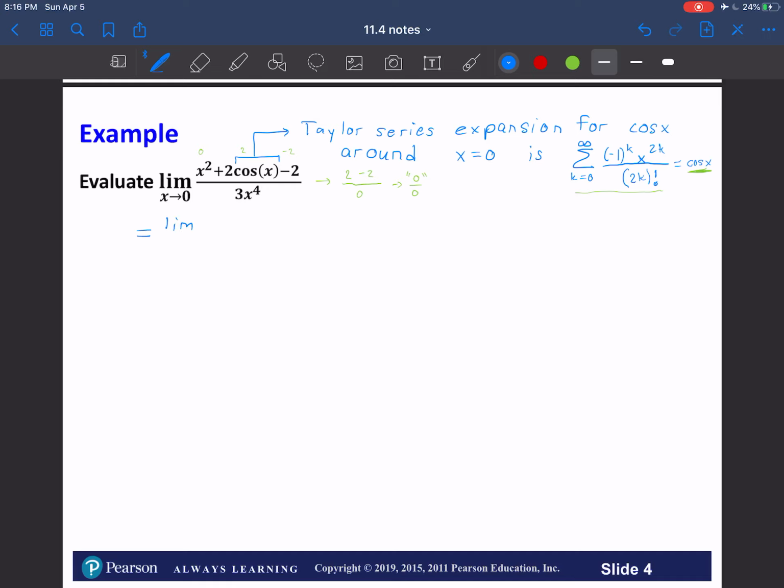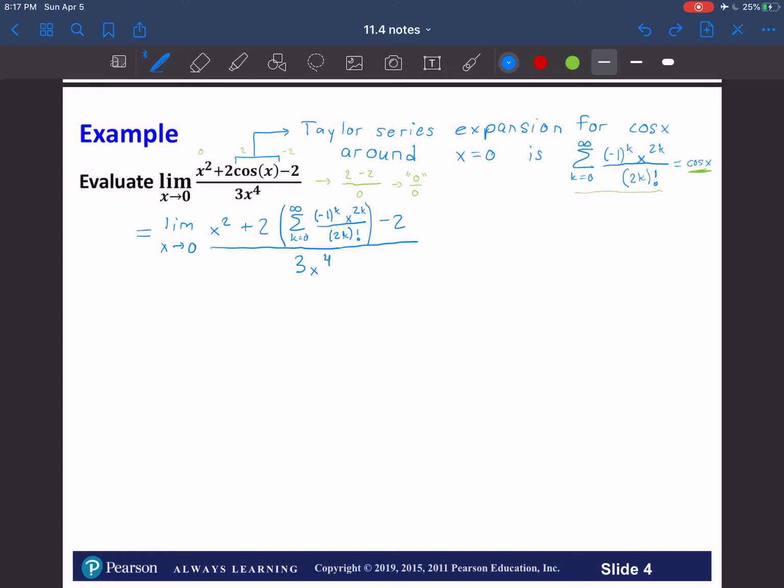We're going to rewrite this limit, replacing cosine of x with its Taylor series expansion. This thing that I'm writing down is exactly equal to cosine of x. And then we divide this entire thing by 3x to the 4th. Alright, so why in the world would we do this? Let's take a look at what happens whenever we start writing the terms of this Taylor series expansion.